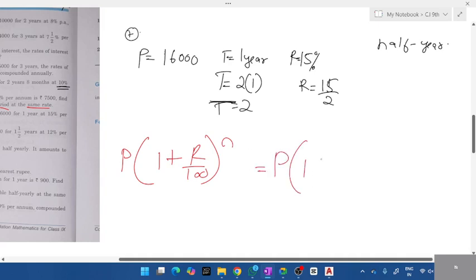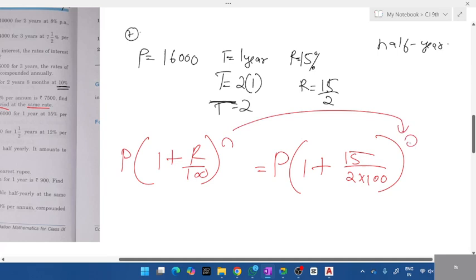Now let us substitute the values. P into 1 plus, what is the R value? What is R given? 15 divided by 2 into 100. Yes, 15 divided by 2. Is this clear? Did you all understand? And what is the value of n, students? n is 1 or 2? 2. So how many times do you have to multiply this? Twice. That's the concept. It's very simple. You should understand the logic.